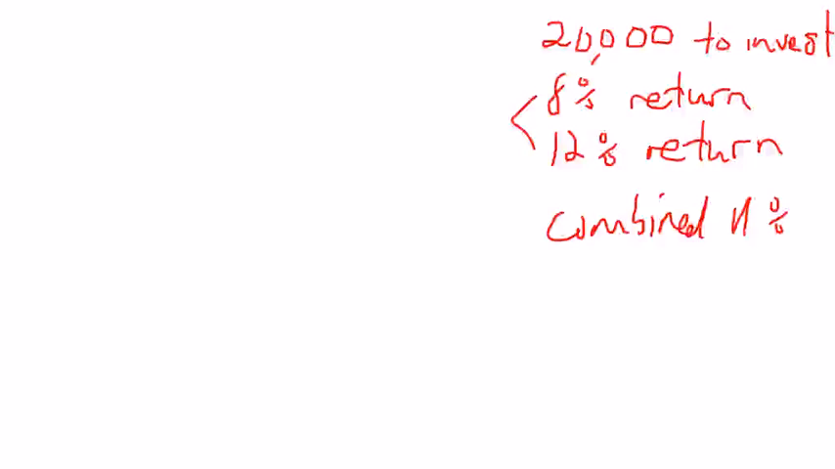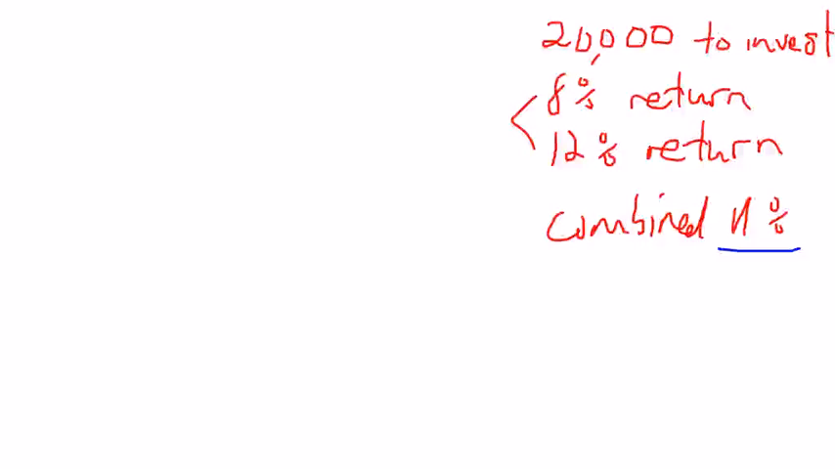Alright, so number 5 from your study guide is an investment problem. I've got $20,000 to invest. I've got 2 different mutual funds or investments that I want to put my money into. One is a predicted 8% return, the other is a predicted 12% return. What we want to get out of the investment on an annual basis is 11%.